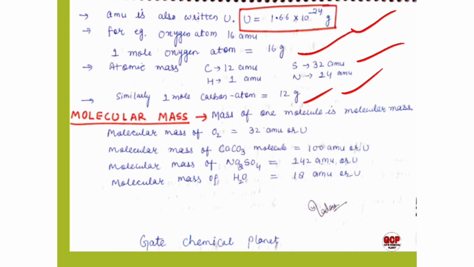Okay, so now we will cover the molecular mass. What do you mean by the molecular mass? Molecular mass is the mass of one molecule. Okay, so molecular mass of oxygen is 32 AMU or capital U. Similarly, the molecular mass of calcium carbonate molecule equals 100 AMU. And the molecular mass of water is 18 AMU. So the molecular mass is the mass of one molecule.